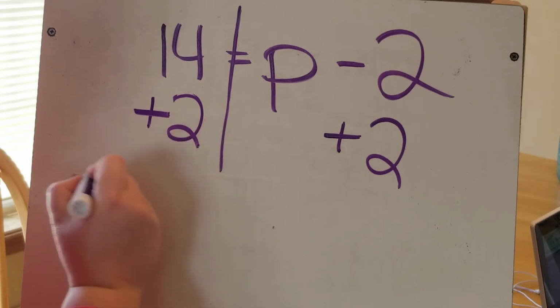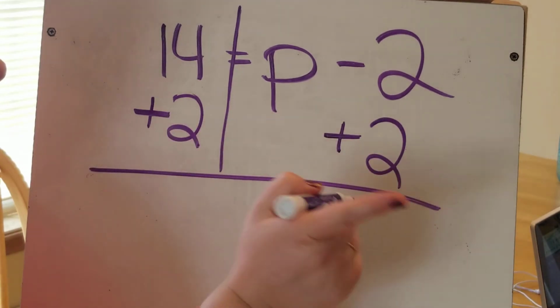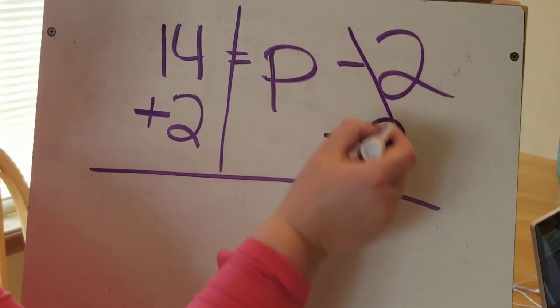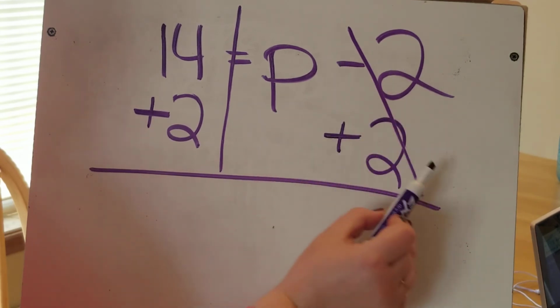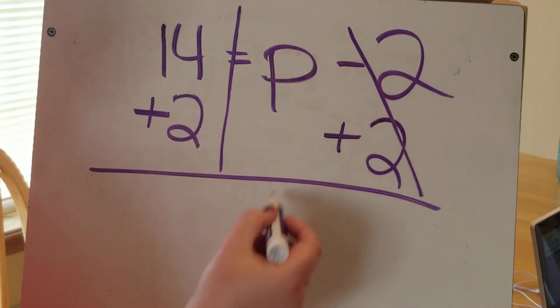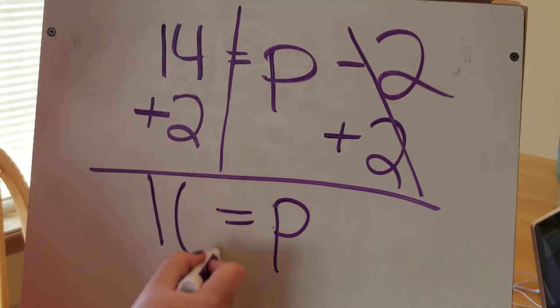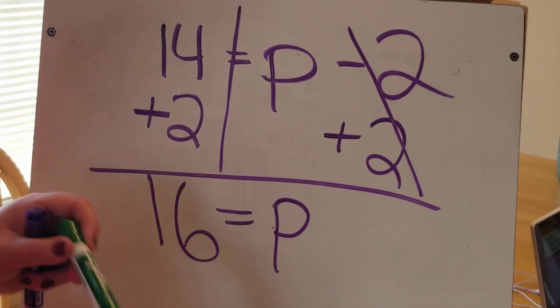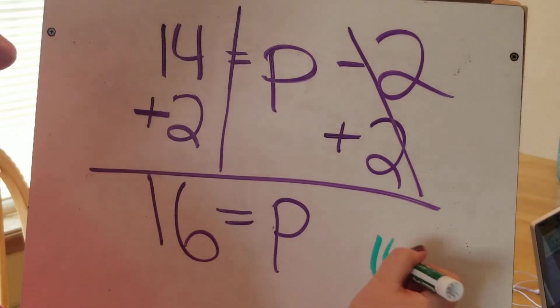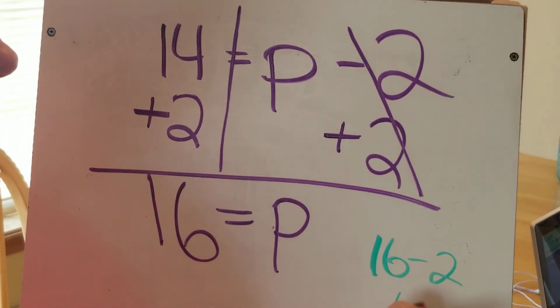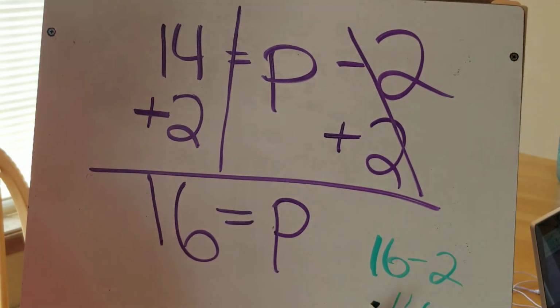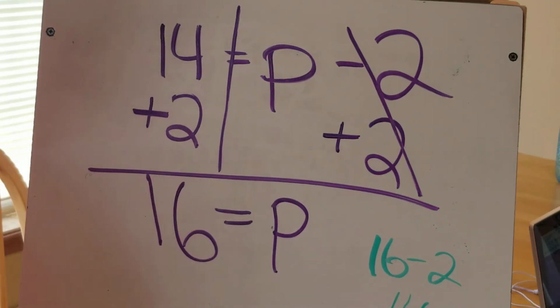Add 2. Tyler, I think your answer was wrong. You better watch this. This cancels. Minus 2 plus 2 is 0, and P now equals 16. And ask yourself, again, kind of that mental check. And I'm going to show it in a different color here. We'll do green for warriors. If I did 16 minus 2, what does it equal? 14. So that's how I know my answer is right.